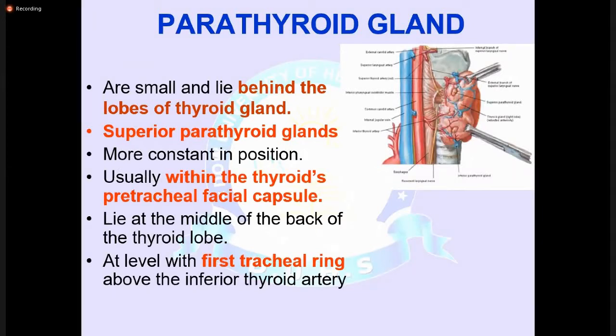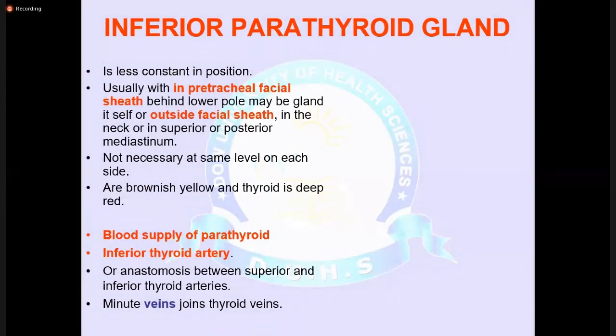The superior ones are within the pretracheal fascia of the thyroid, usually at the level of the first tracheal ring. They are almond-shaped glands and slightly brownish in color, which is how they appear on the posterior surface of the thyroid. Both the superior and inferior are within the pretracheal fascial sheath, but the inferior may be outside the fascial sheath. And again, the right and the left may not be at the same level on both sides, so there is a slight variation in the level of the parathyroid glands.